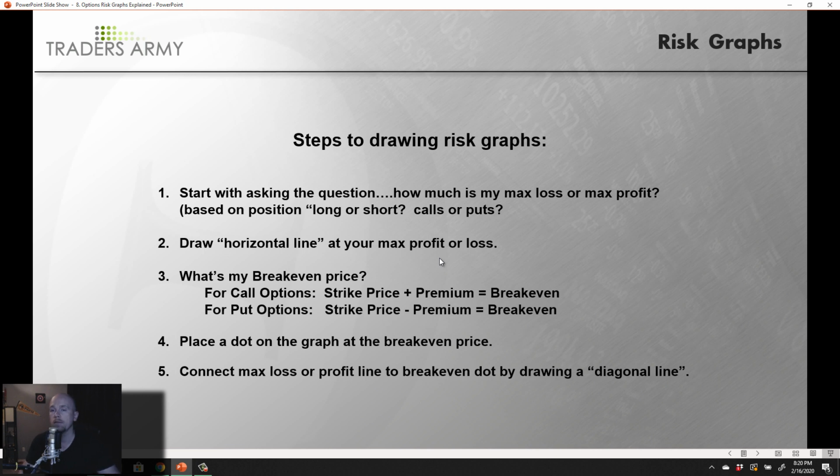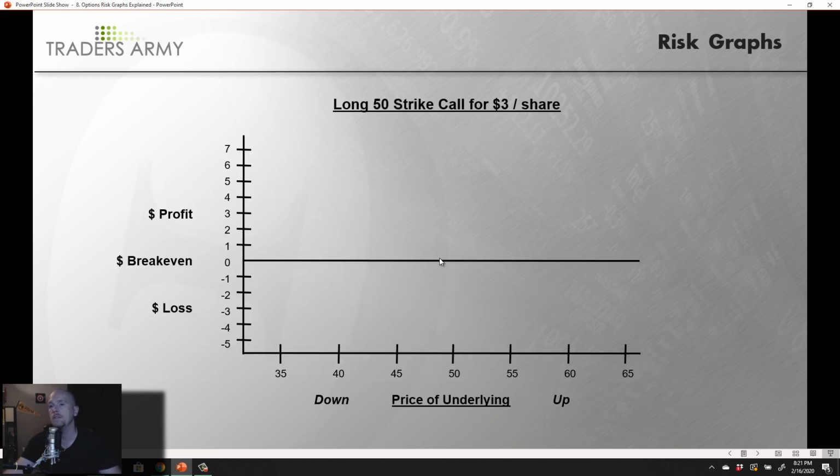When I'm looking at risk graphs, I've got to start by asking myself a question. How much is the maximum loss or maximum profit in the position? Now, this is going to be based on long or short calls or puts. So we're going to draw a horizontal line at our maximum profit or loss. And then we find our break-even price. For call options, it's the strike price plus the premium. For put options, it's the strike price minus the premium. Then we place a dot on the graph at our break-even price and connect the max loss or profit line to the break-even dot, and we draw a diagonal line. It sounds more complicated than it is, but let me just show you really quickly.